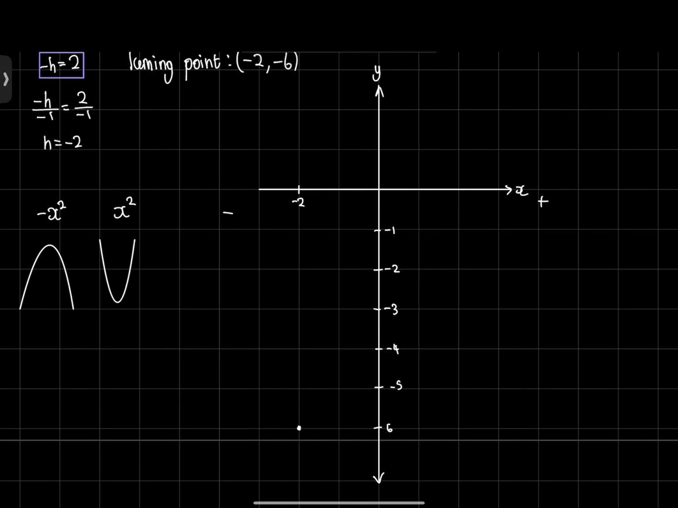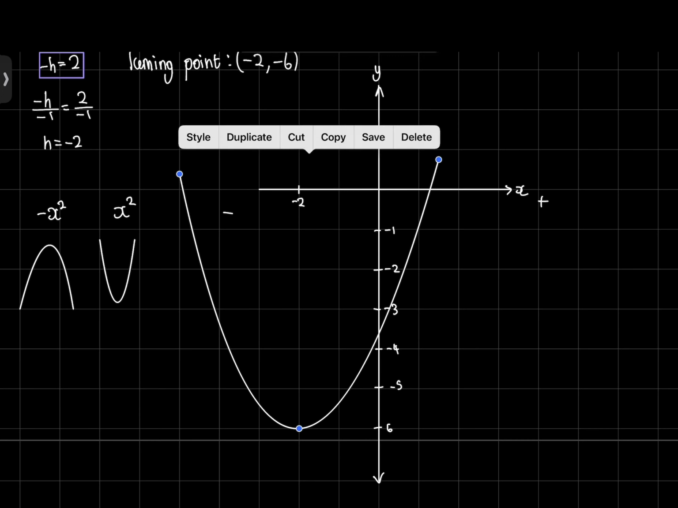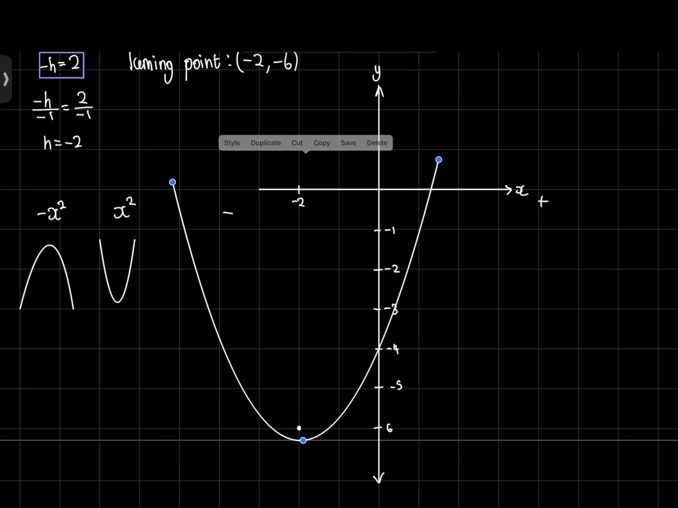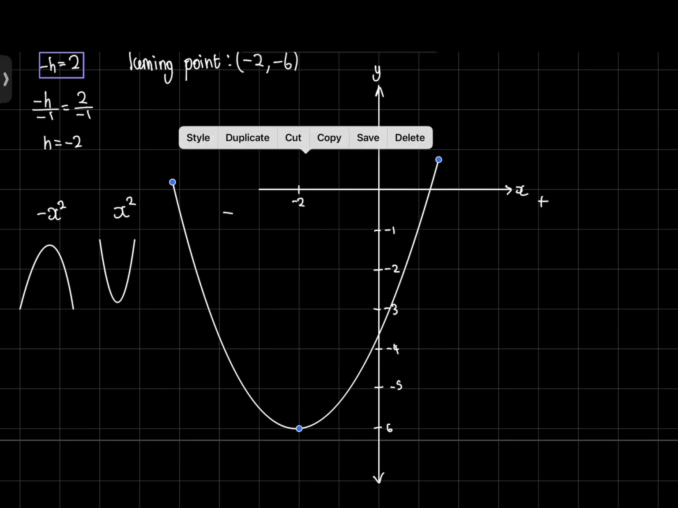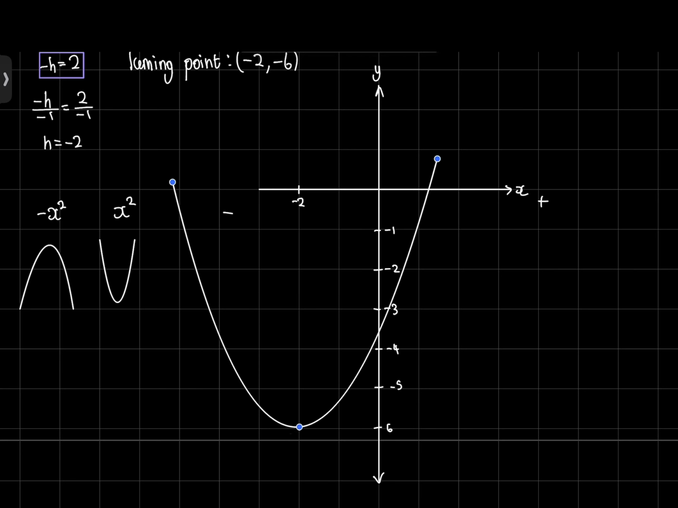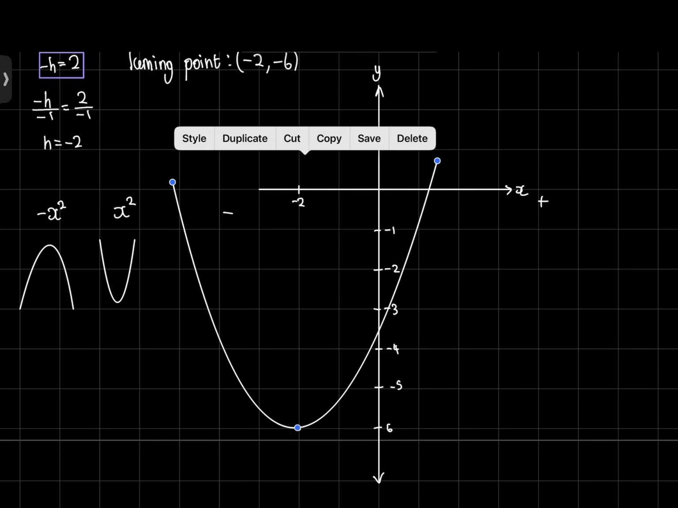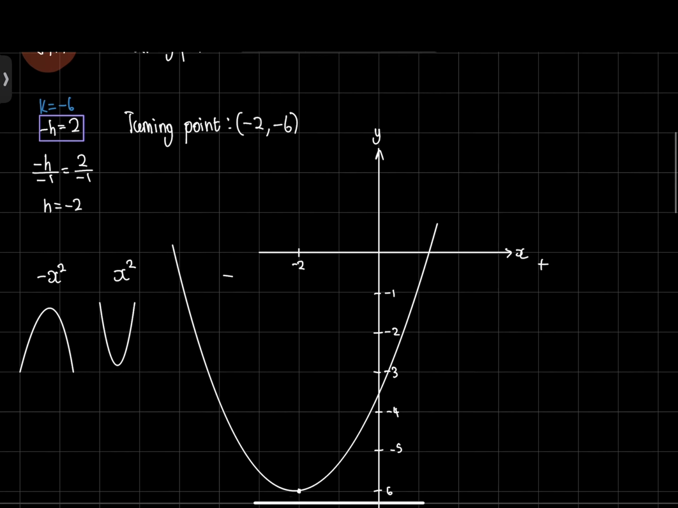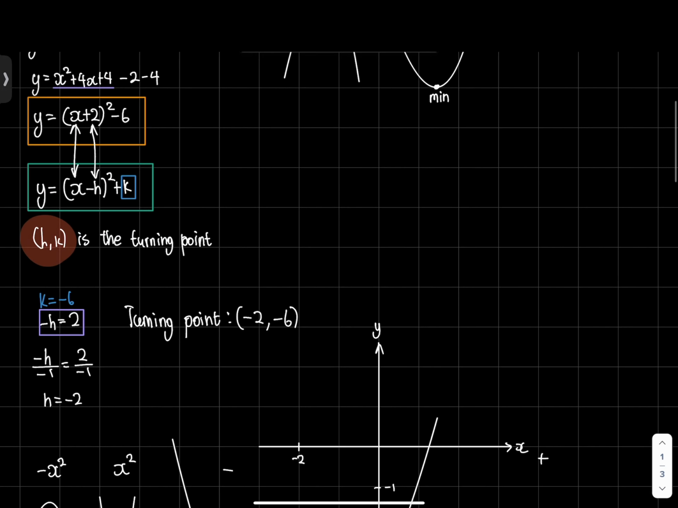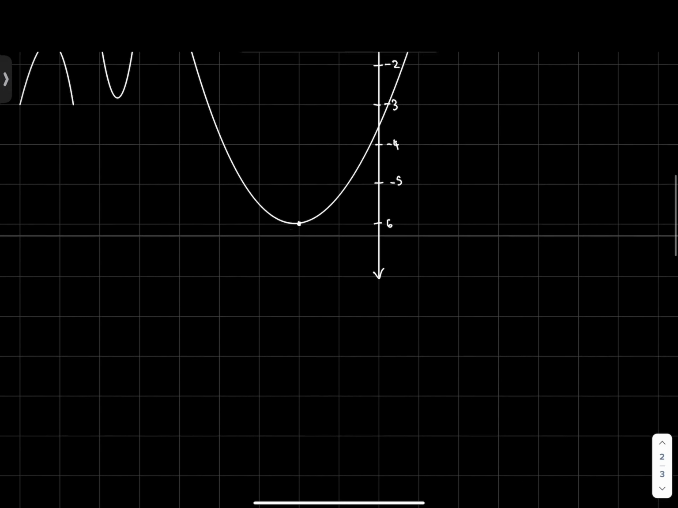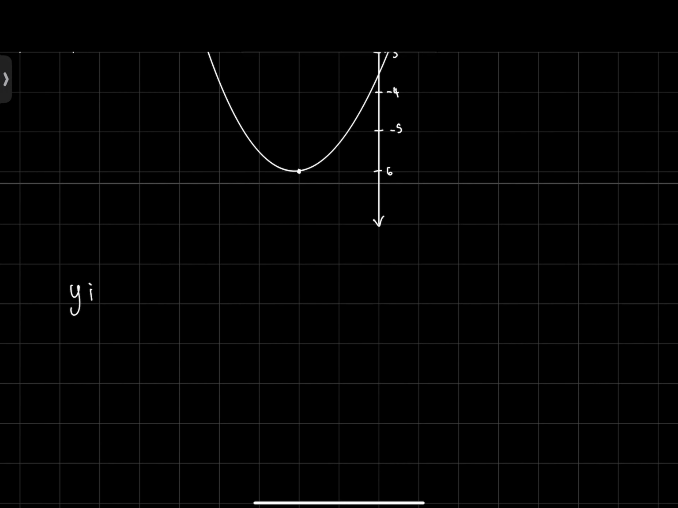Okay, so we want to sketch this graph. Well, just draw a curve here, and then just line this up, and it's going to look something like that. But actually, before we say that we've done this, we need to determine the y-intercept. Well, what is the y-intercept? The y-intercept occurs when x equals 0.